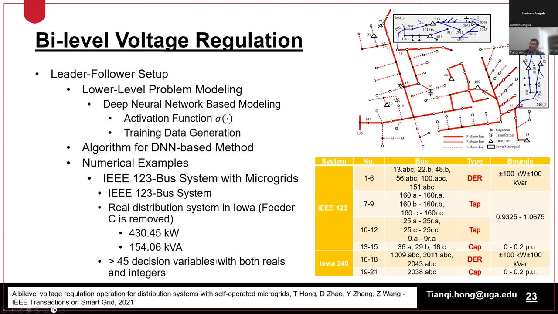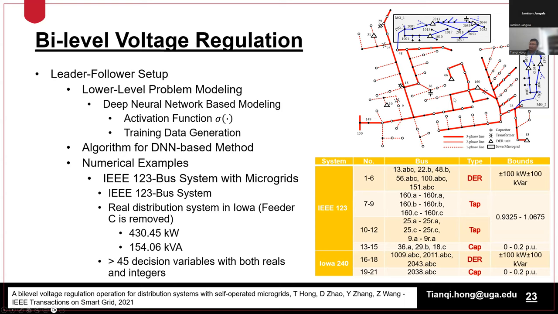In this example, we have more than 45 different variables, with both real variables and integer variables. The locations of the DERs and the voltage regulation devices are shown in the figure here.